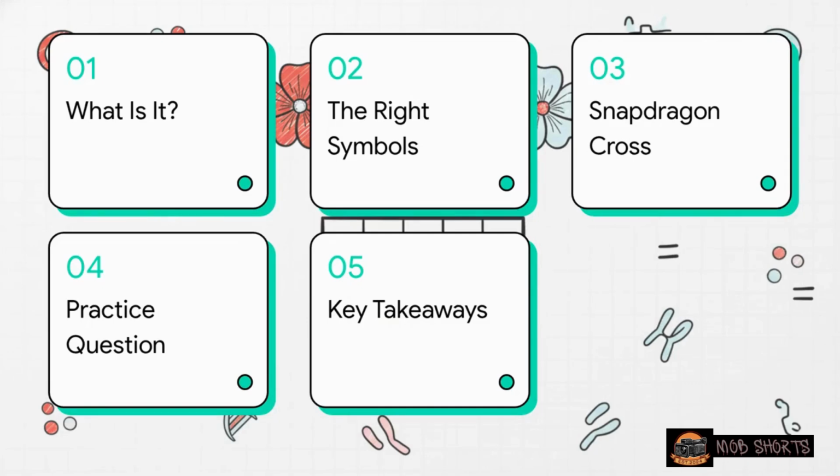So here's our game plan. First, we'll figure out what incomplete dominance actually is and how it's different from what you already know. Then, and this is super important, we'll talk about using the right symbols. This is where so many easy marks get lost in paper 2. After that, we'll walk through a classic example, tackle a real CAP-style question, and then wrap up with the key things you absolutely have to remember for your finals.